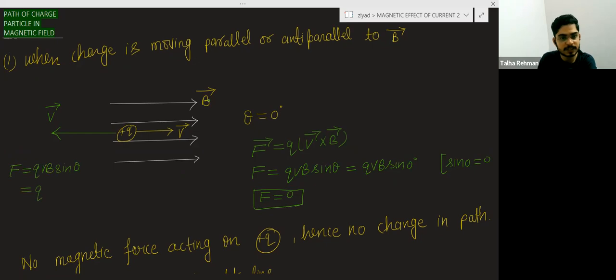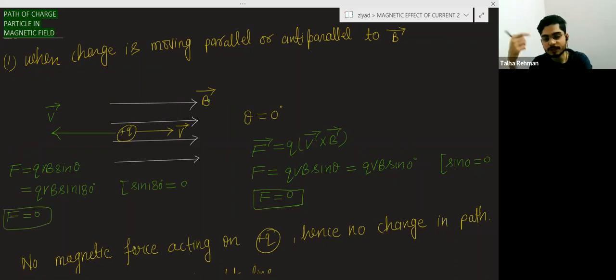So you have the same charge moving with velocity v, and this will be sine 180 degrees. Sine 180 degree is also 0. So again, the value of the force on the charge particle will be 0. So you can say that whenever the charge particle is moving parallel or anti-parallel to the magnetic field, then the net force, or the Lorentz magnetic force, on the charge particle will be 0.